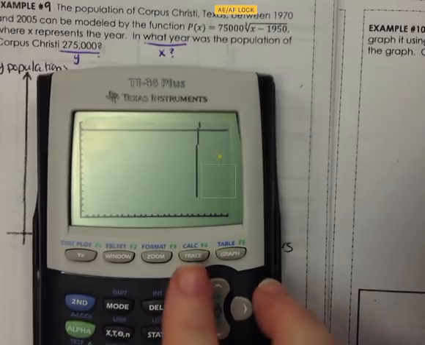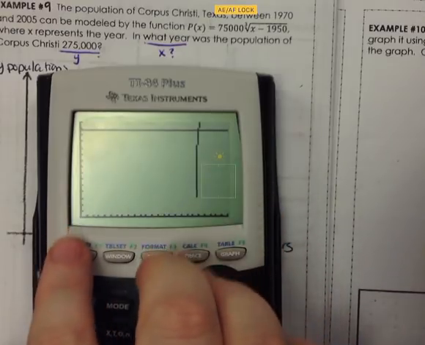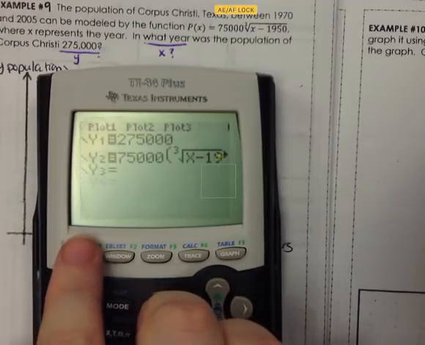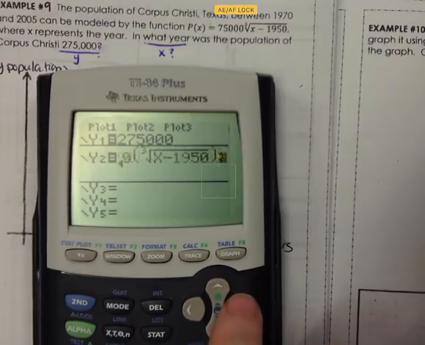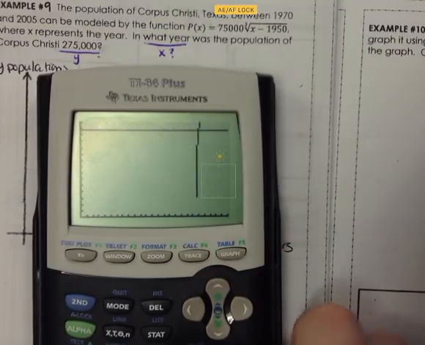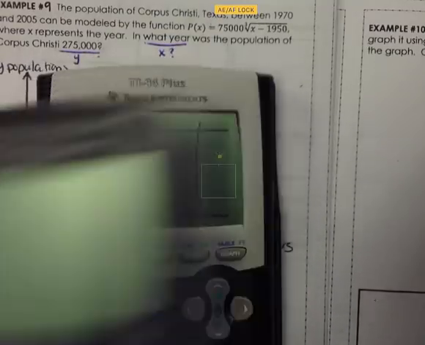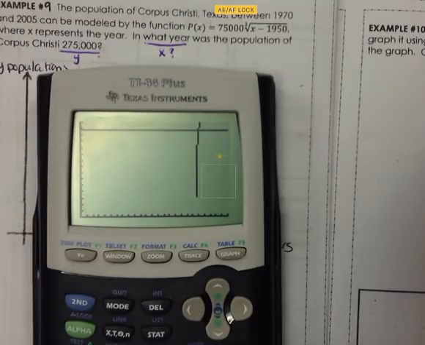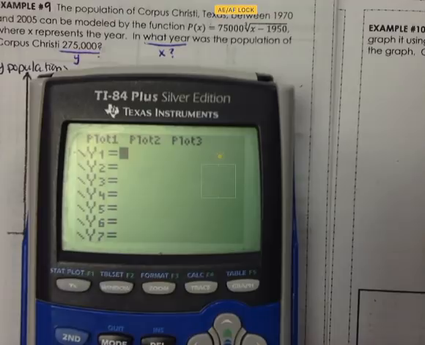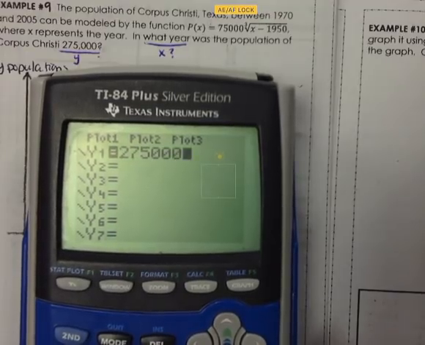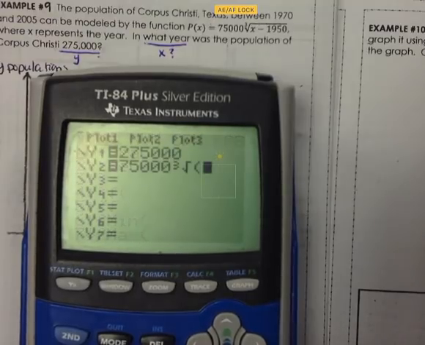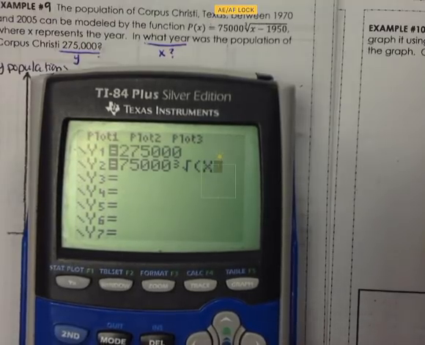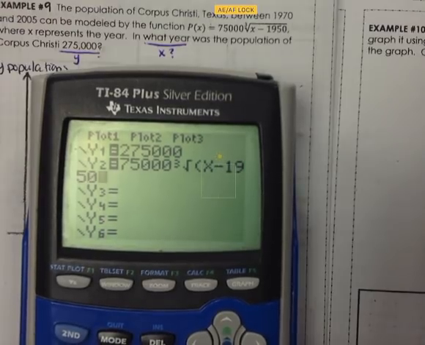And then there's our cube root of 75,000 cube root of x minus 1950. Looks like that. Now this is kind of weird. So if I look at my other calculator, it might look different. So if I do 275,000, and then I have my 75,000 math 4, then I do that x minus 1950.